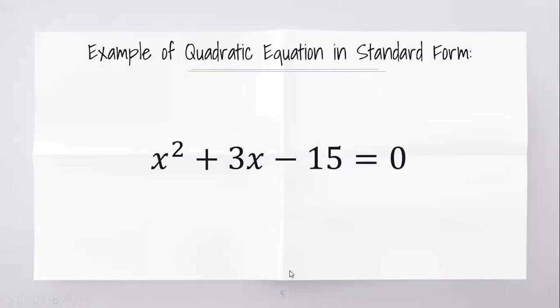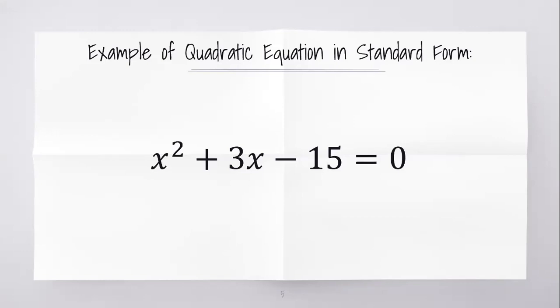Let us have an example of quadratic equation in standard form. So in this example, we have x squared plus 3x minus 15 is equal to 0. So paano po natin malalaman ang mga values ng a, b, and c in this equation? The first thing to do is to make sure that your equation is in the standard form. Okay? So dapat nakaayos siya. So dapat mauuna si quadratic term, sunod si linear term, and last si constant term wherein magkakasama sila sa isang side ng equation, and also naka-equate sila sa 0.